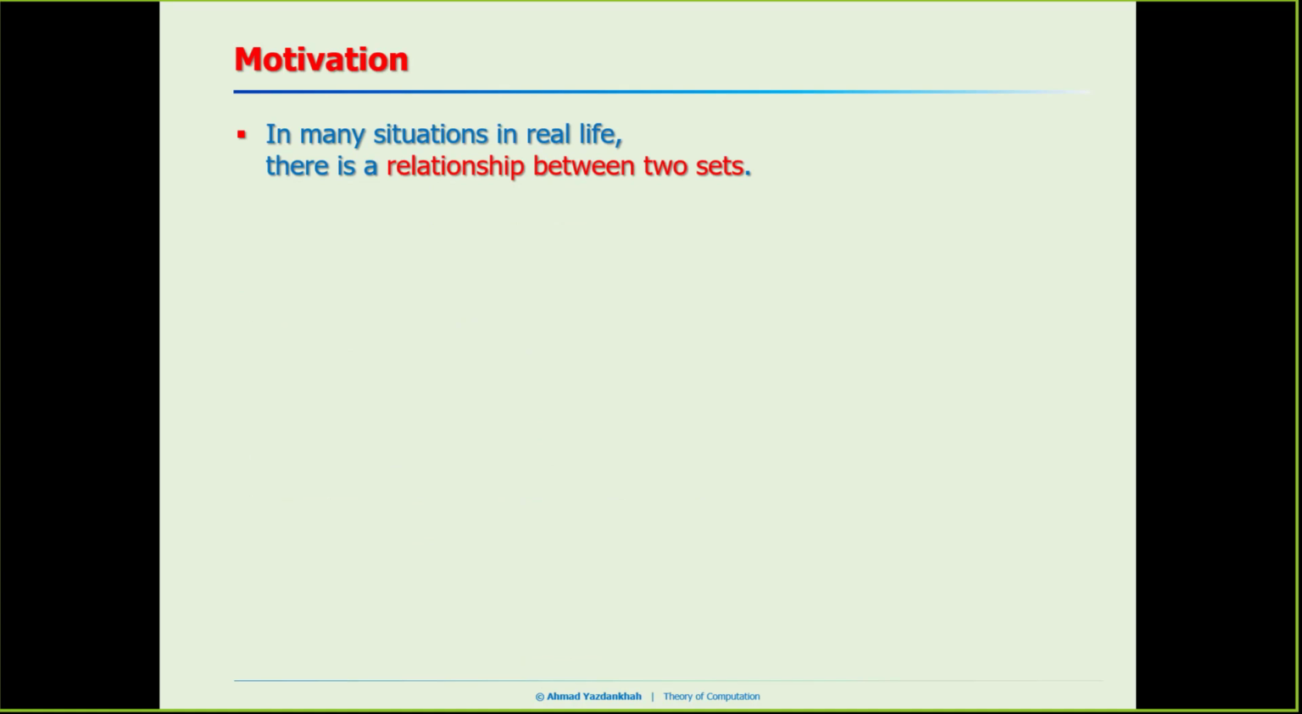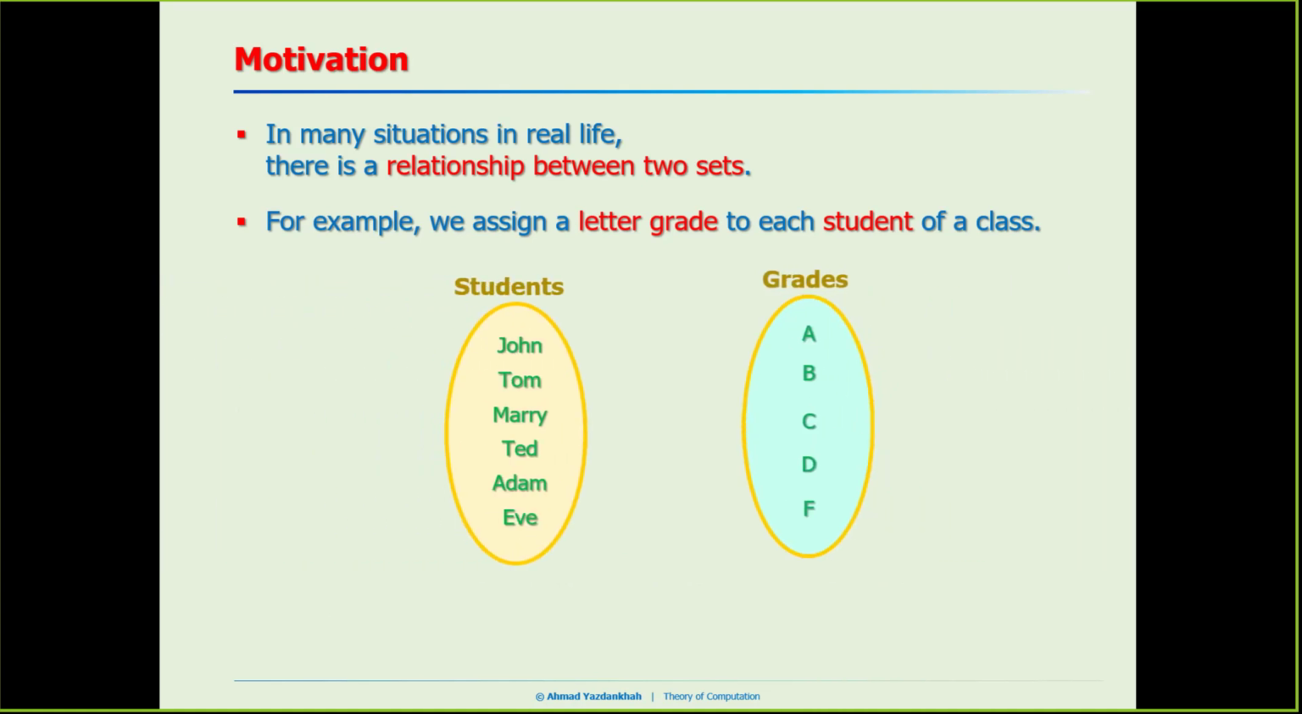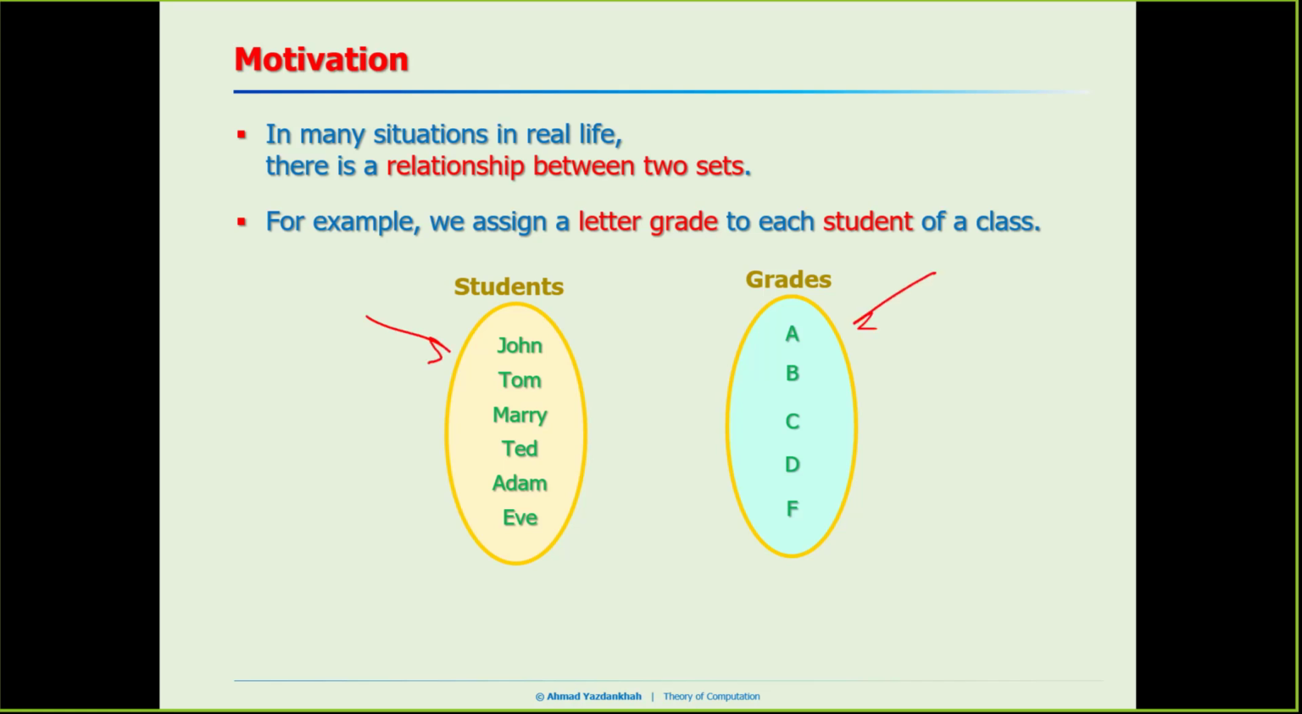What does it mean? Let me take a very simple example. What do I mean? A relationship between two sets. We have a students set here and the grades set here. And let's say this is a quiz. Okay, and these are the grades of these people, right?